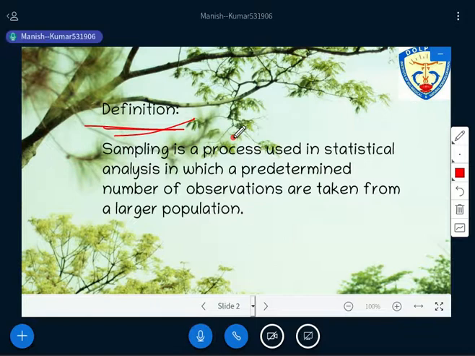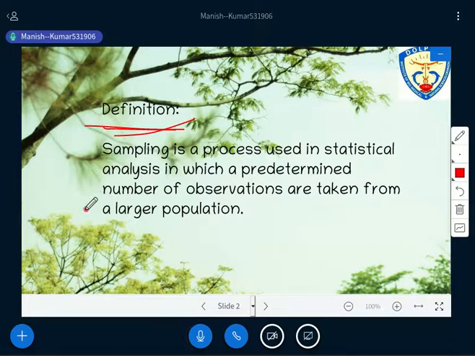Not only that, before moving to this definition, I think some of the terms have been discussed with all of you. For example, population, sampling, sample, sample size, sampling frame, sampling technique, all these terms that I have already discussed. Right, but okay, I would like to make a brief revision of those terms also when I discuss this.